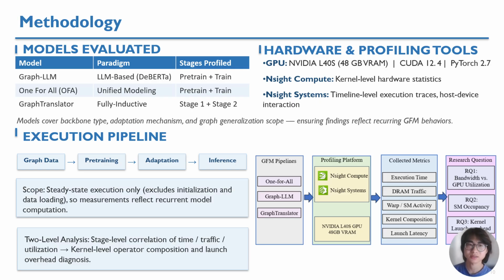Our analysis is two-level. We first correlate time, memory traffic, and utilization at the stage level, and then dive into kernel-level operators, compute adaptation, and the launch overhead.